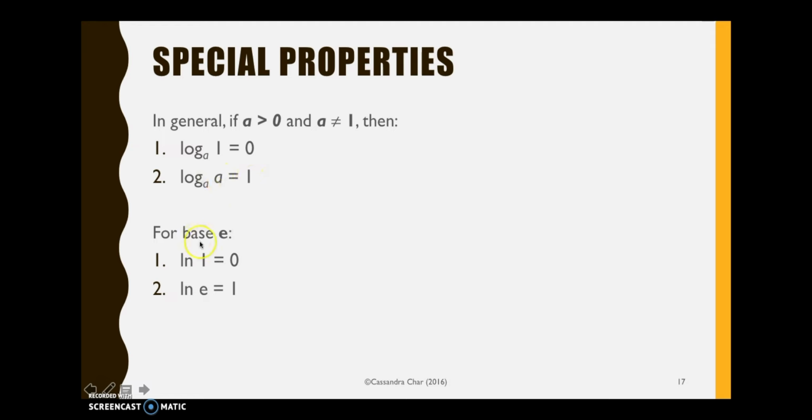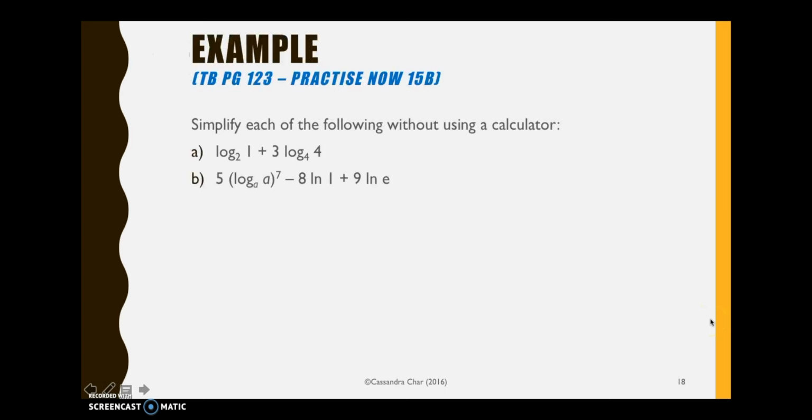Take note, for the base e, this is a special case of this, where a is equivalent to Euler's number. So I will have log base e of 1, which is ln 1, to be 0, and ln e is simply 1. Let us see how we can apply these special properties to evaluate sums without using a calculator.